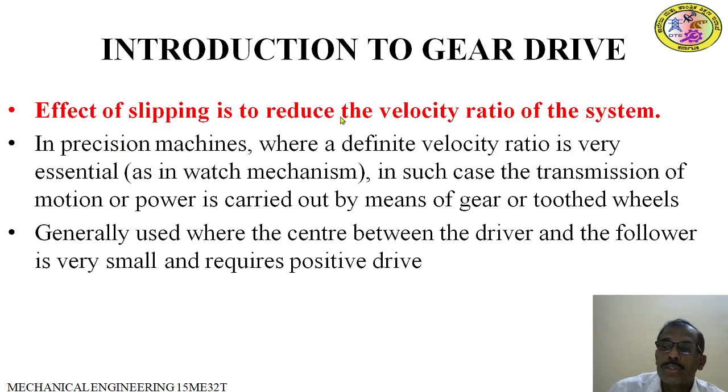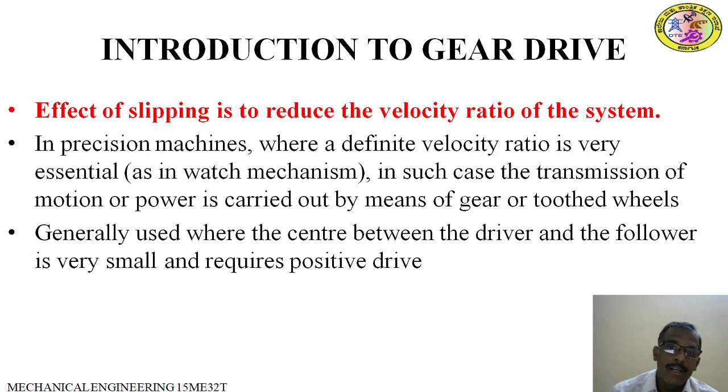Now, coming further in the introduction to gears: the effect of slipping is to reduce the velocity ratio of the system. Slipping means, as you might have seen in a belt drive system, moving the driver pulley without carrying the belt. The driver alone will rotate without carrying the belt. That is the slip in the belt drive on the driver side.